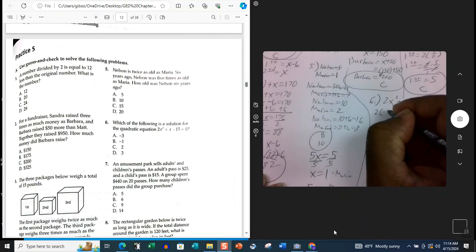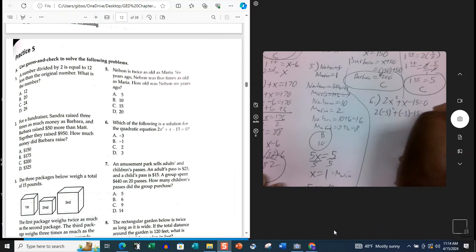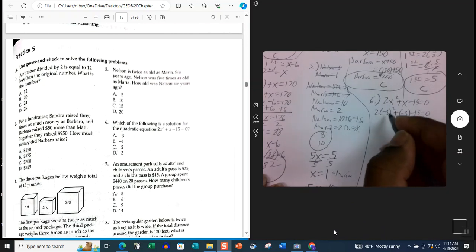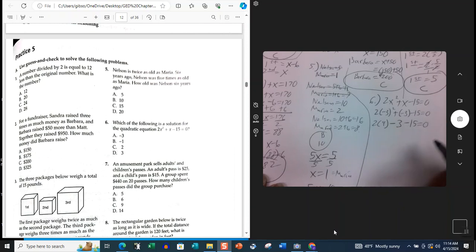You would take 2 times -3 squared plus -3 minus 15 equals 0. So you could do 2 times 9 plus -3, minus 15 equals 0. 2 times 9 is 18, minus 3, minus 15 equals 0. 18 minus 3 is 15, and we know 15 minus 15 is 0. So our answer here would be A.